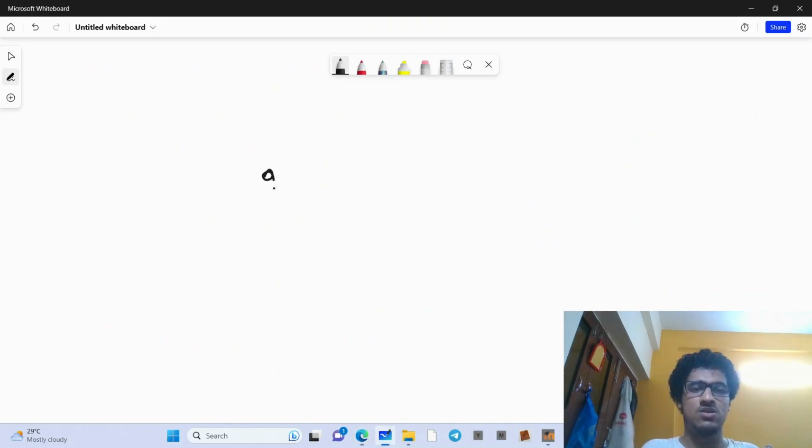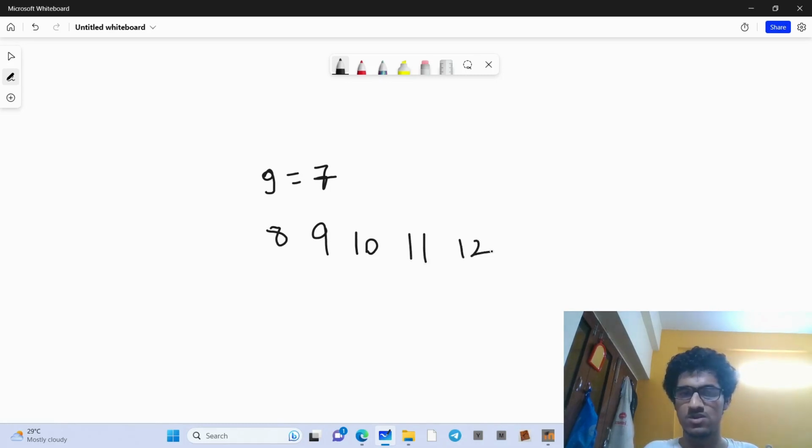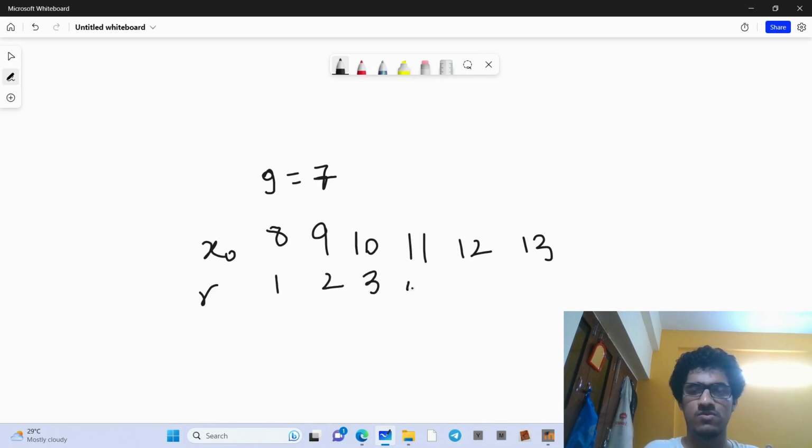So let's take g equals 7 for now. Let's take some values, say 8, 9, 10, and assume that these are the way the silver coin bonuses are distributed right now. Okay, so these are the original x values, and let's look at the remainder because that's what we want. R is x mod g. So again, these are 1 to 6, all of the values.